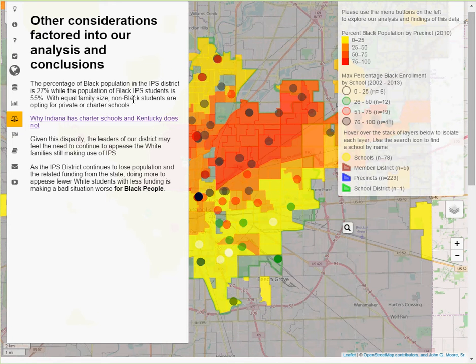Now, early on we said that 25% of the district population is black, yet 55% of the students are black. So the whole issue of charter schools and private schools comes into play. And in this analysis for now, we've excluded this. Going forward, we will fold that data in, but that is for a much later release of this.